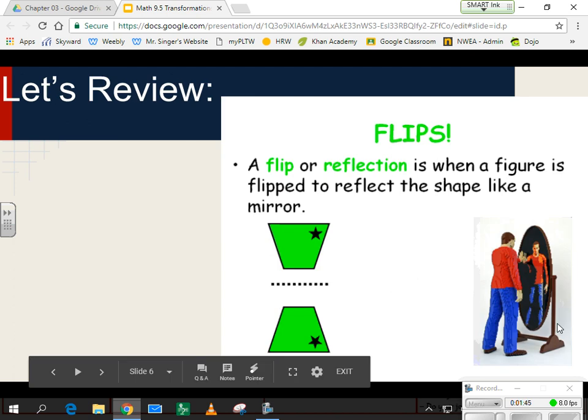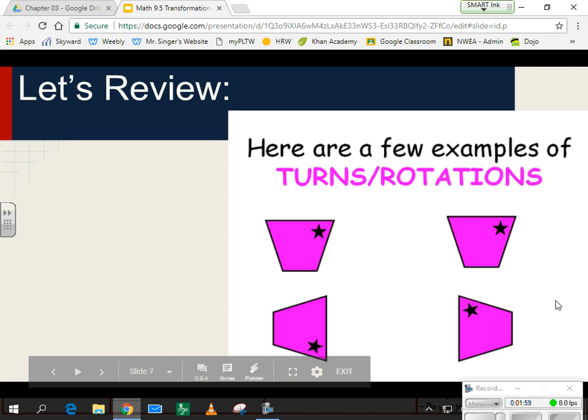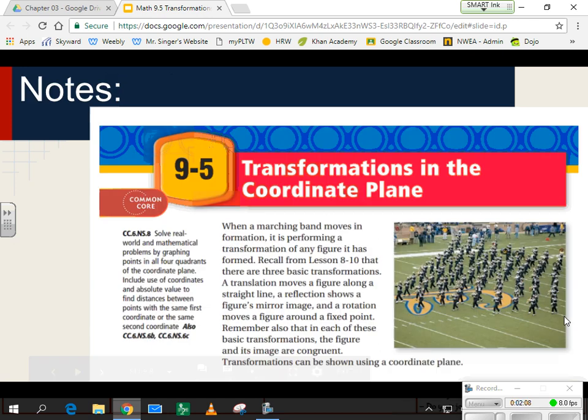Flips. Flips are also known as reflections, like looking in the mirror like that guy is. So it's taking a figure along the X or Y axis and literally flipping it. So it's going to be the opposite direction on the other side. And turns are also known as rotations. Here are a few examples of those. We're not going to get too much into that here.